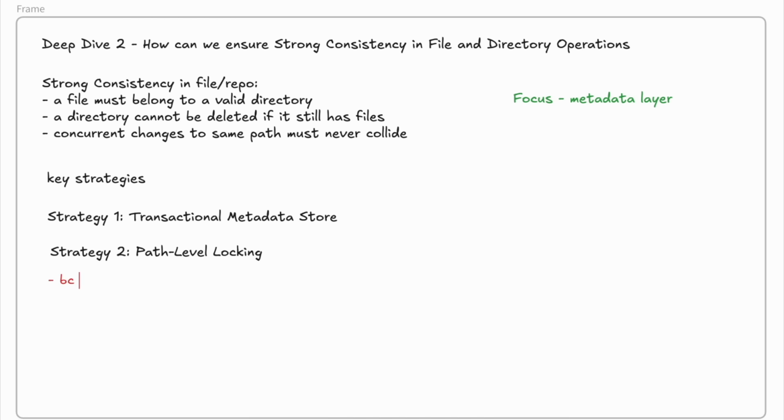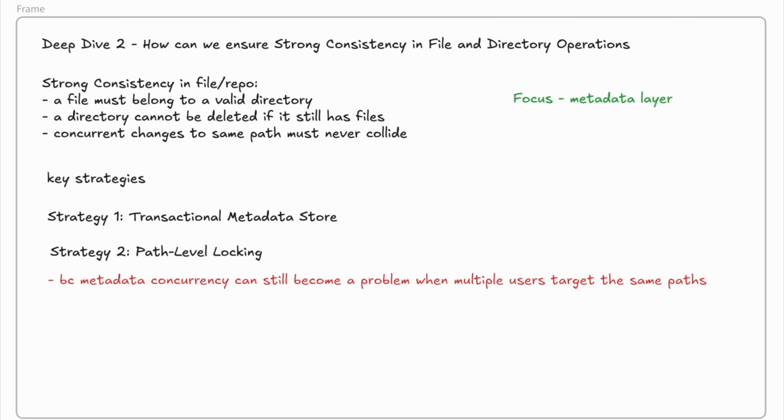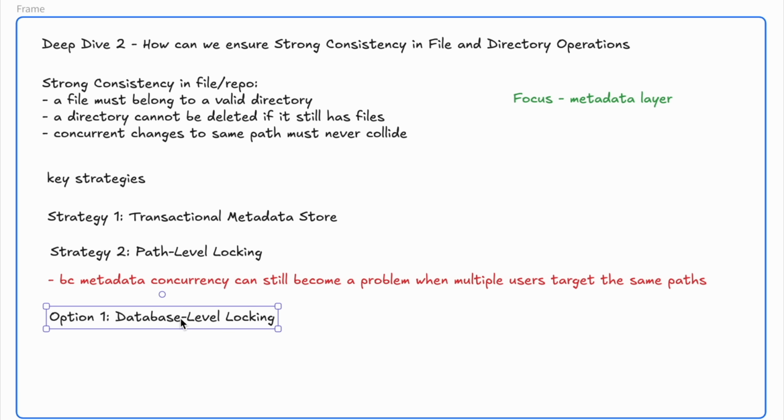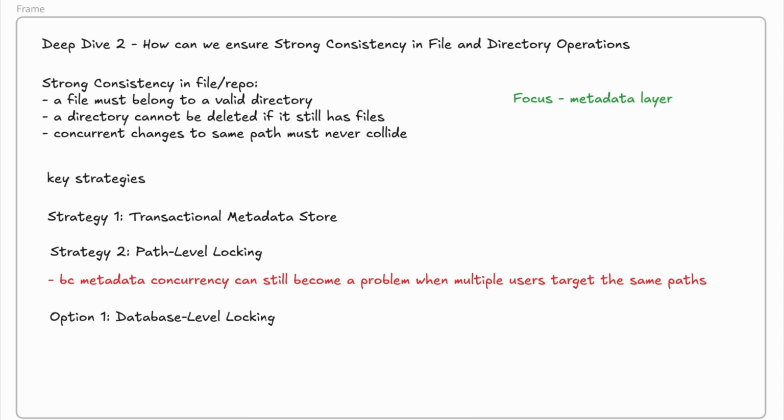Let's say user A is uploading file 1.txt into /ab/, and user B tries to delete /ab/ at the same time. Without locking, we risk one operation succeeding while the other leaves the system in an inconsistent state. Locking solves this. Now there are 2 main approaches we can use. Option 1. Database-level locking.